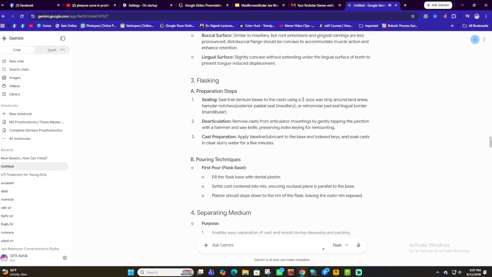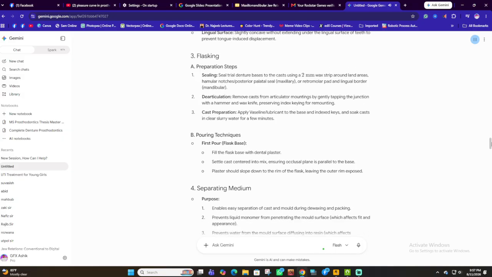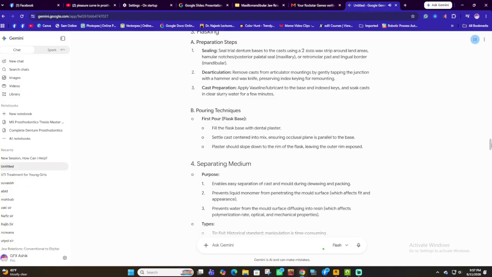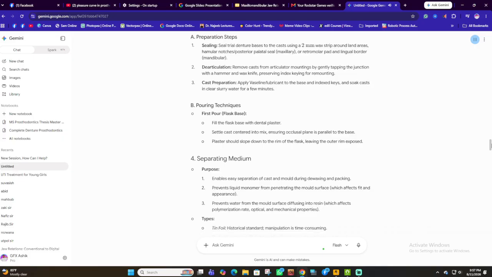B. Pouring techniques. First pour, flask base: fill the flask base with dental plaster. Settle the cast centered into the mix, ensuring the occlusal plane is parallel to the base. Plaster should slope down to the rim of the flask, leaving the outer rim exposed.